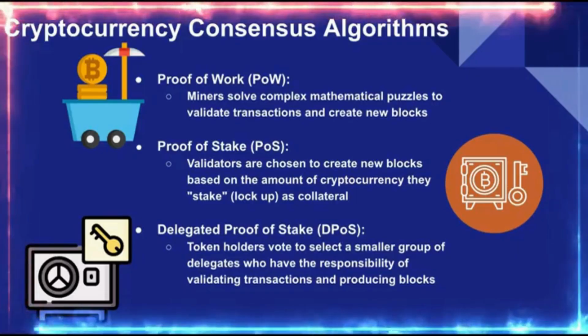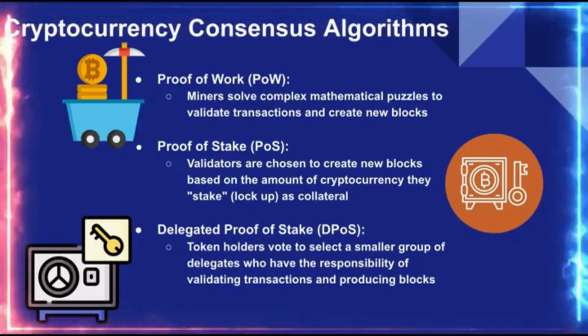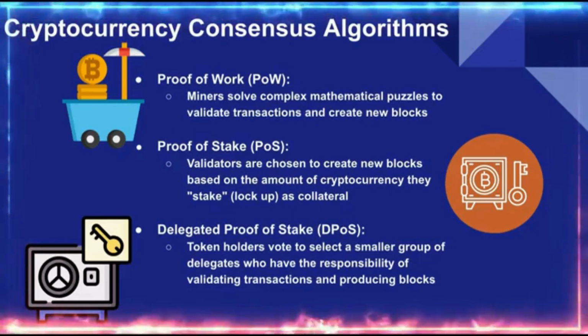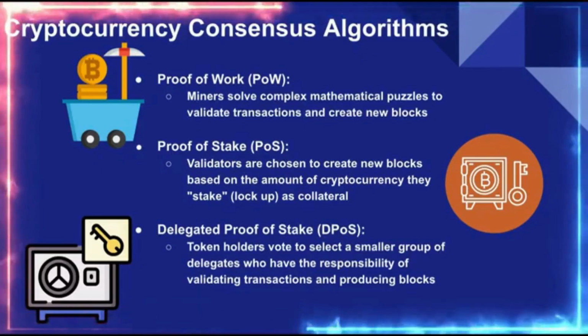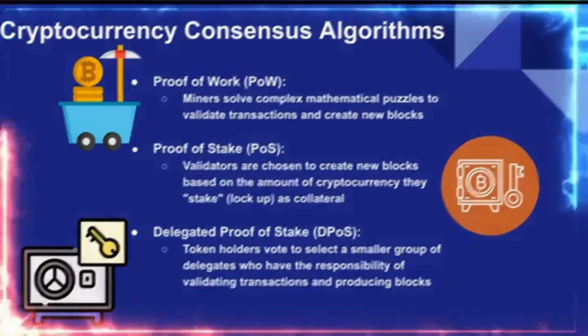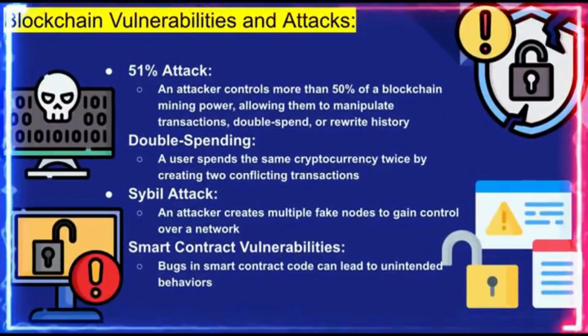Delegated proof of stake. In DPoS, token holders vote to select a smaller group of delegates who have the responsibility of validating transactions and producing blocks. This approach aims to increase scalability by reducing the number of validators. Now let's move on to blockchain vulnerabilities and attacks.